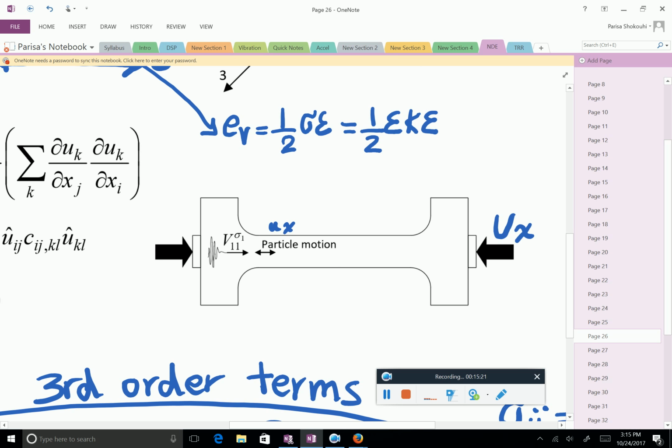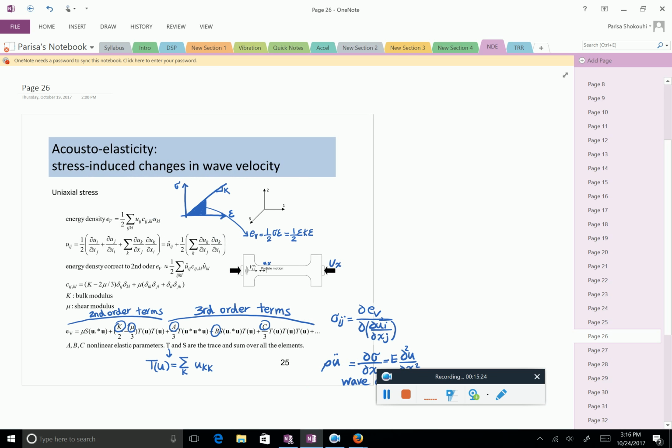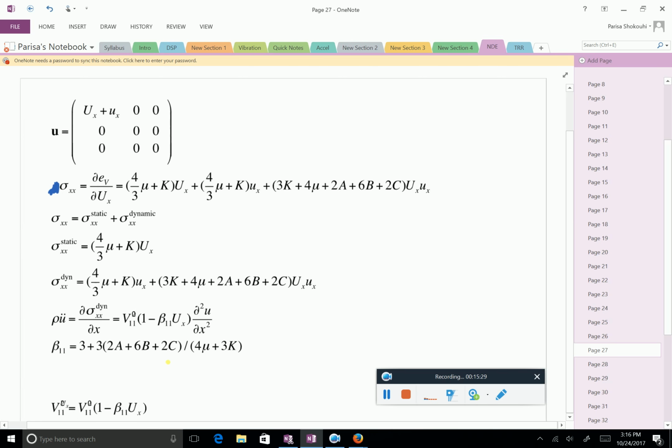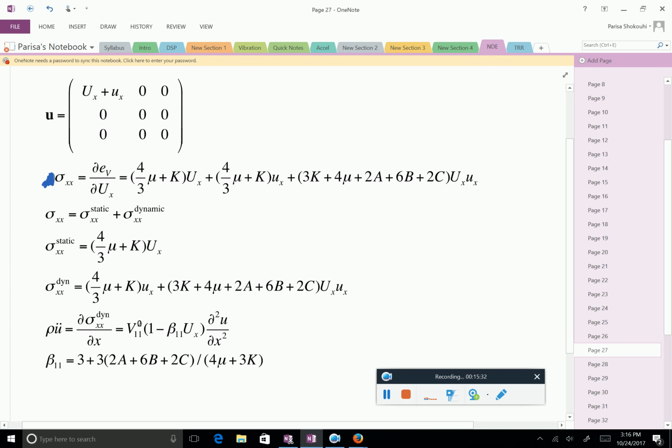This is a very simple case. Please ask questions. I've tried to make this as simple as possible, but it may still not be very simple if this is the first time you see it. So that's the strain situation for the one-dimensional case, for the uniaxial case. Remember that the large one is normally the quasi-static one. So that's coming from the quasi-static. And this is dynamic.